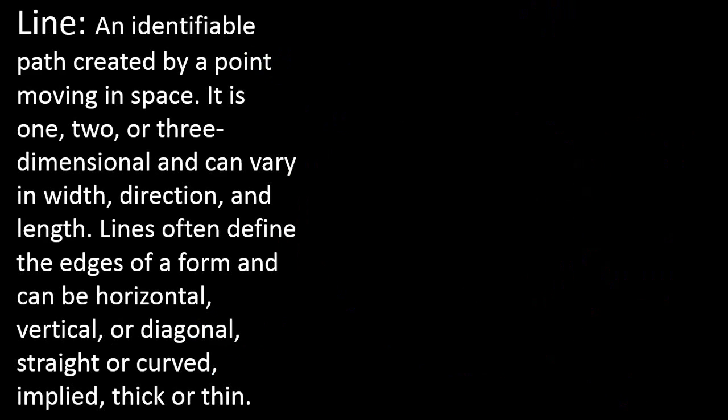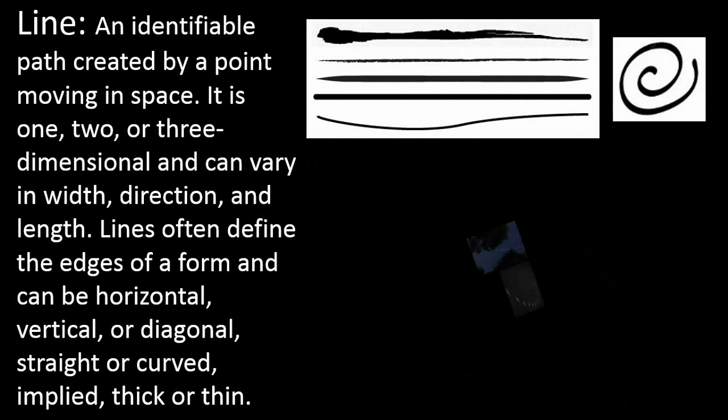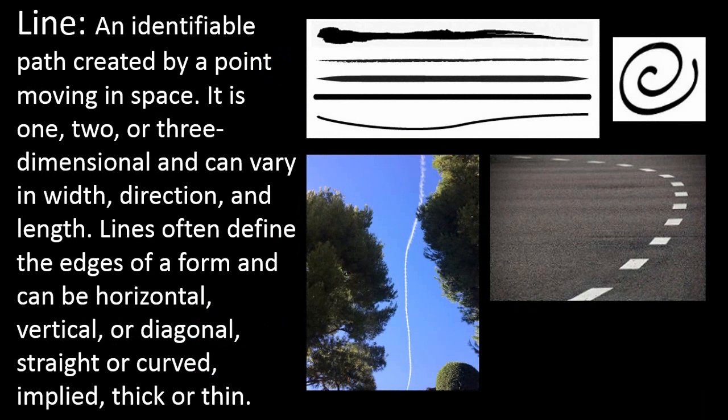The second is line. Line is an identifiable path created by a point moving in space. It is 1, 2, or 3-dimensional and can vary in width, direction, and length. Lines often define the edges of a form and can be horizontal, vertical, or diagonal, straight or curved, implied, thick or thin.